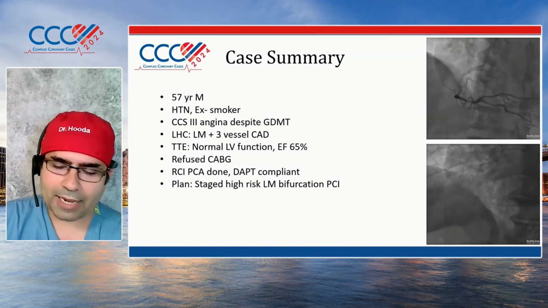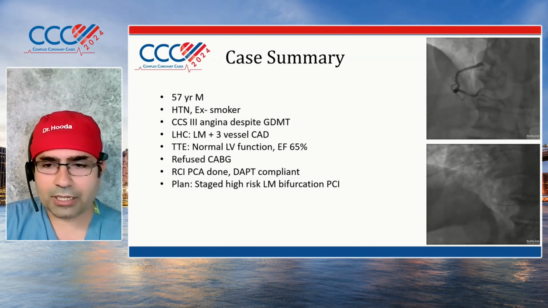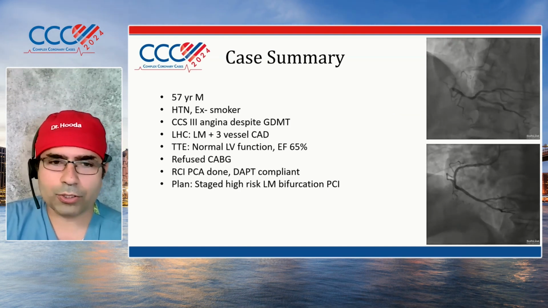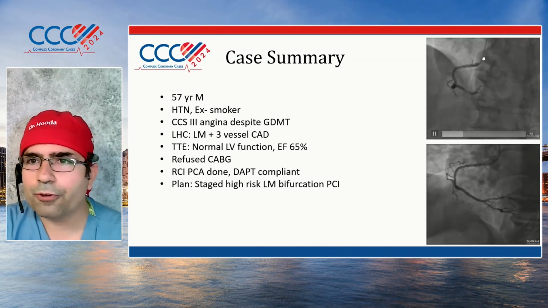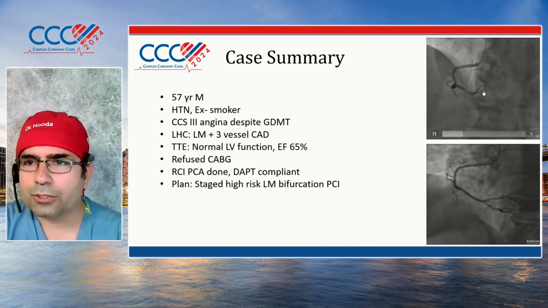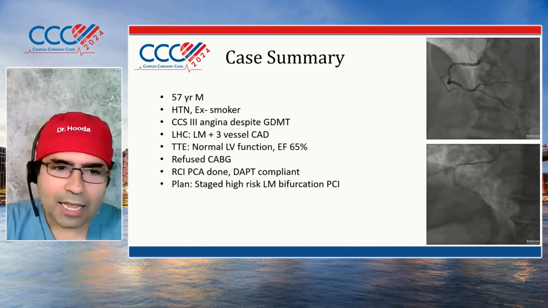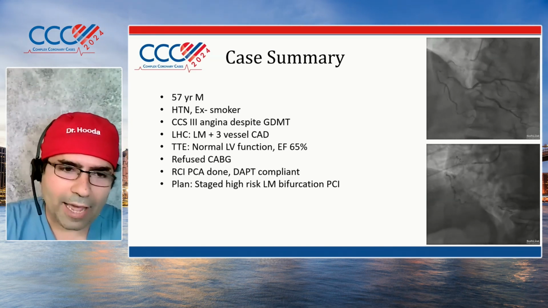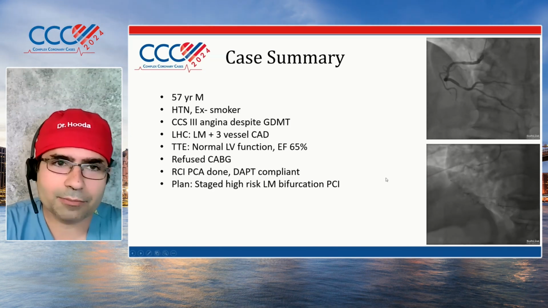He was referred for the CABG, but the patient turned it down. Though surgically he was a good candidate, he didn't want to go for it. So initially we did the RCA PCI. If you are able to see on the screen, the RCA had a focal distal lesion which was treated, and we ensured the patient is compliant to DAPT, and then we planned the high risk left main bifurcation PCI.